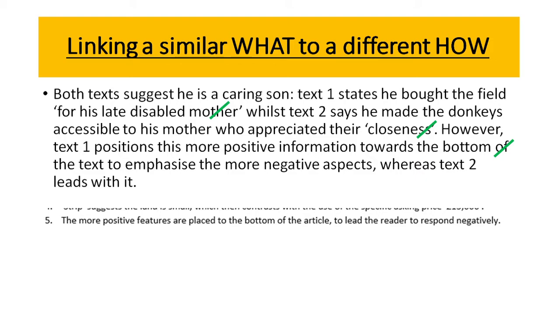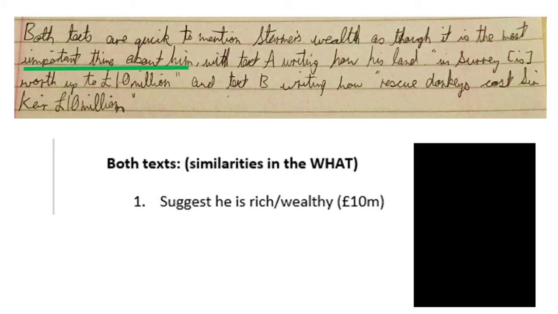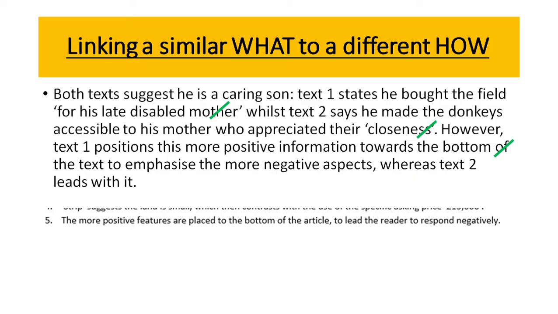If you have a look at your mark scheme, the more positive features are placed at the bottom of the article. Okay, so that's an example of how you can go from a similar what to a different how, because even in most texts, writers are not going to pick the same way of conveying the same point, are they? They're two different people. They're likely to have a different approach. So always look out for those.